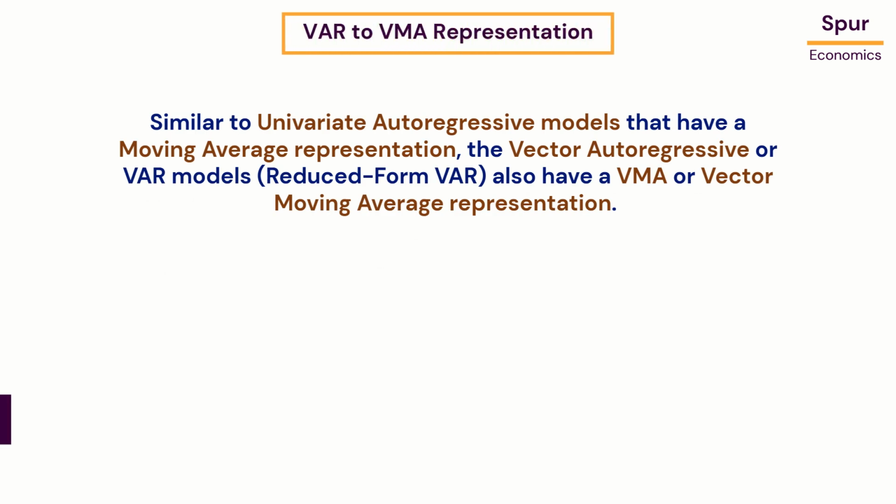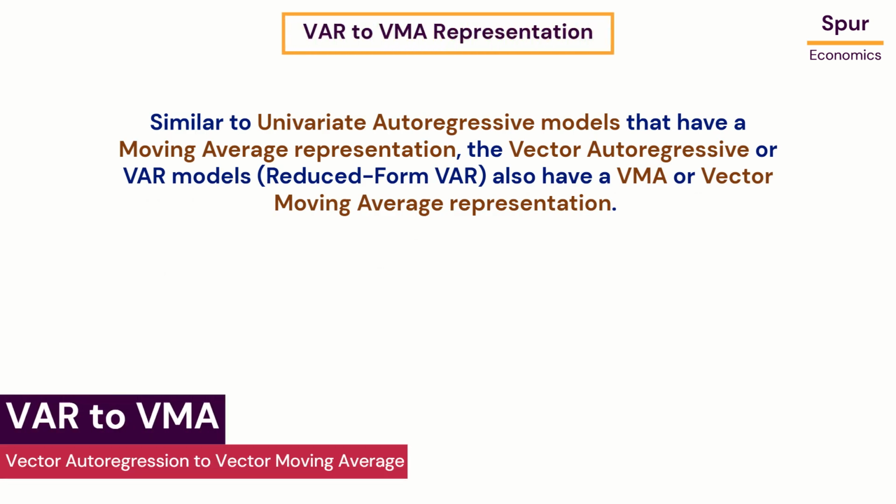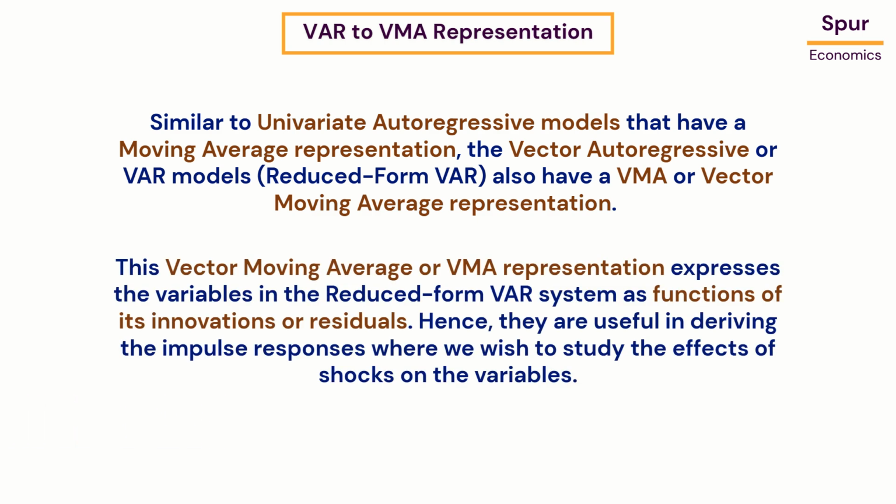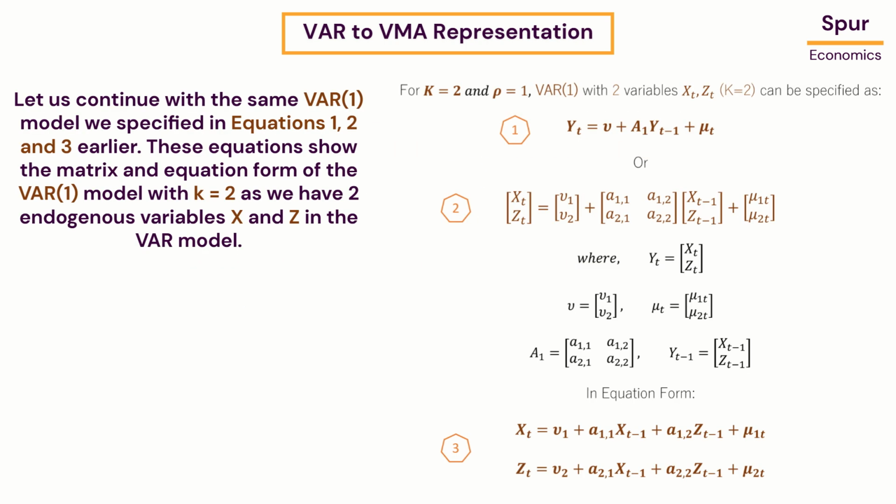Similar to univariate autoregressive models that have a moving average representation, the vector autoregressive or VAR models also have a VMA or vector moving average representation. This vector moving average or VMA representation expresses the variables in the reduced form VAR system as functions of its innovations or residuals. Hence, they are useful in deriving the impulse responses where we wish to study the effects of shocks on the variables. Let us continue with the same VAR1 model we specified in equations 1, 2, and 3 earlier. These equations show the matrix and equation form of the VAR1 model with k equals 2 as we have two endogenous variables x and z in the VAR model.